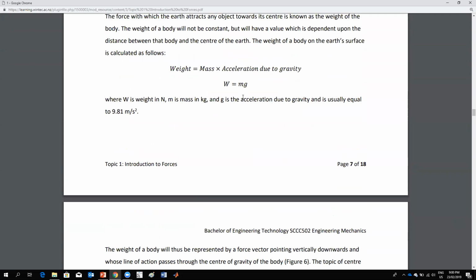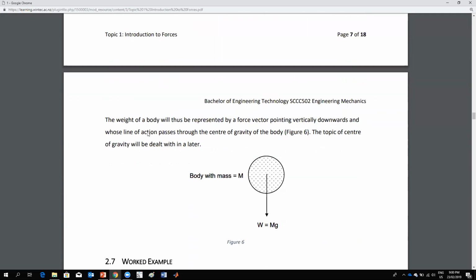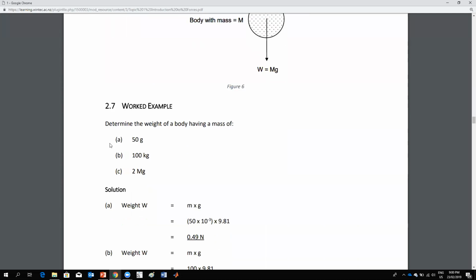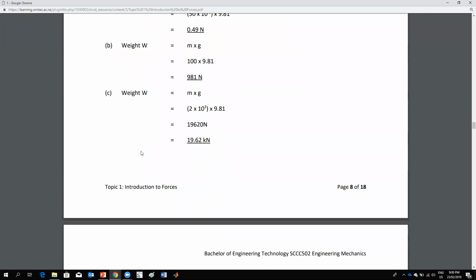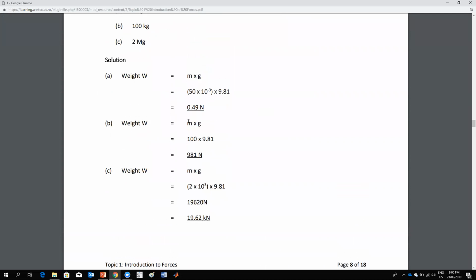Of course, the gravitational acceleration on different planets will be different from the Earth, so that constant number is only for the Earth. And we did a couple of examples. I suggest you go through them again, and see how to calculate the weights by applying the equation mass times gravity acceleration.